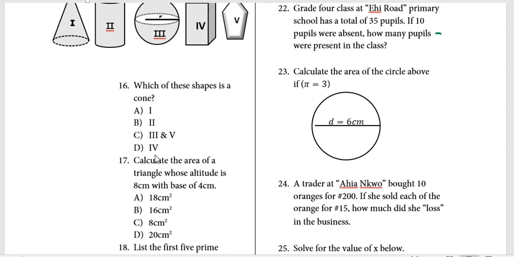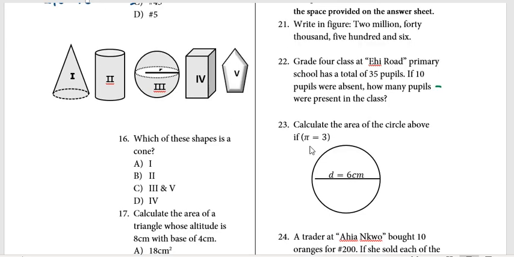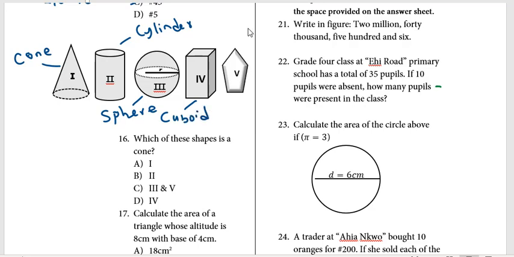Question number 16 says which of these shapes is a cone? We have some shapes here: shape I, shape IV, and V. I think naming them can help. Actually, this is a cone. The shape I is a cone. This is a cylinder. This is a sphere. You can call this a cuboid, because this is not a cube, so you can call it a cuboid. And this one is a pentagon.